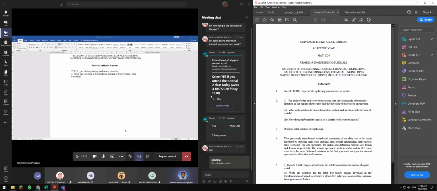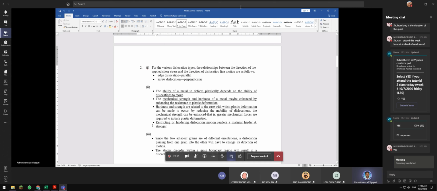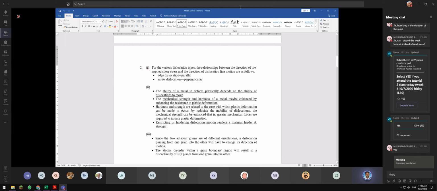Now question number 2. For each edge and screw dislocation, what is the relationship between the direction of the applied stress and the direction of the dislocation line motion? For edge dislocation, the direction of dislocation line motion is parallel. For screw dislocation, the direction of dislocation line motion is perpendicular. All this you can view in lecture 3. Okay. Now the next question.